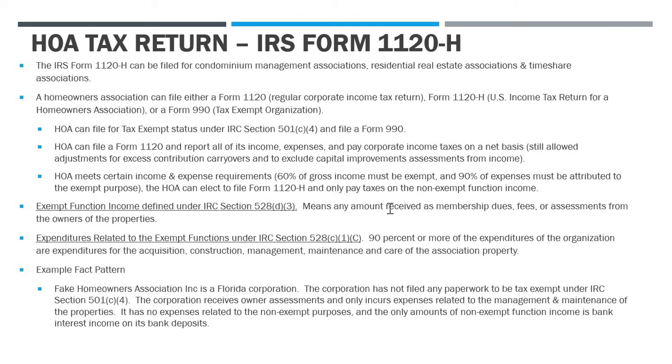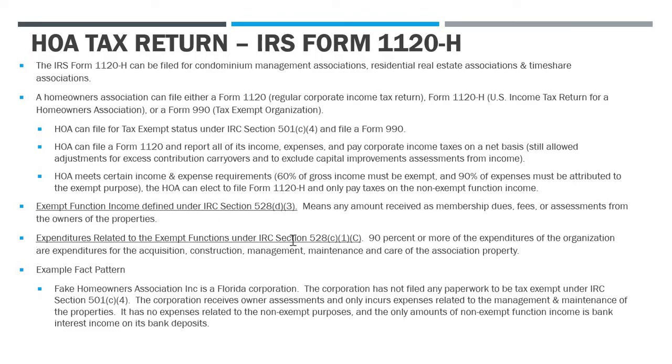In order to use the 1120H, 60% of your gross income has to be considered exempt, and 90% of your expenses have to be in furtherance of that exempt purpose. If you look at your HOA and you don't meet these conditions, then you can't use the 1120H, you've got to use the 1120. Okay, so that's basically the rule.